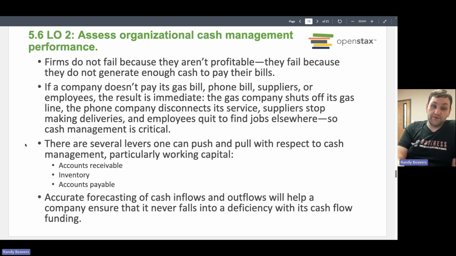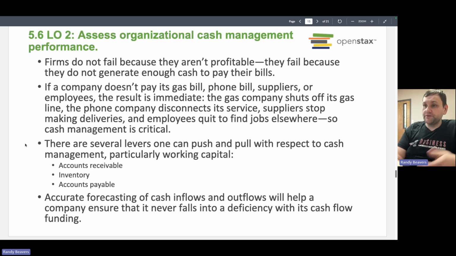And this is true especially with nonprofits. So if a company doesn't pay its bills like gas, phone, if it doesn't pay its suppliers nor its employees, what's going to happen? Well, the gas company is going to shut off the gas line. The phone company is going to disconnect their service. Suppliers will stop making deliveries until they're paid or renegotiate their contracts. And if you don't pay your employees, they're just going to quit and find a job elsewhere, right? That's assuming, obviously, the job market's good and they have skills they could deploy elsewhere. But regardless, you don't want to get in that situation.